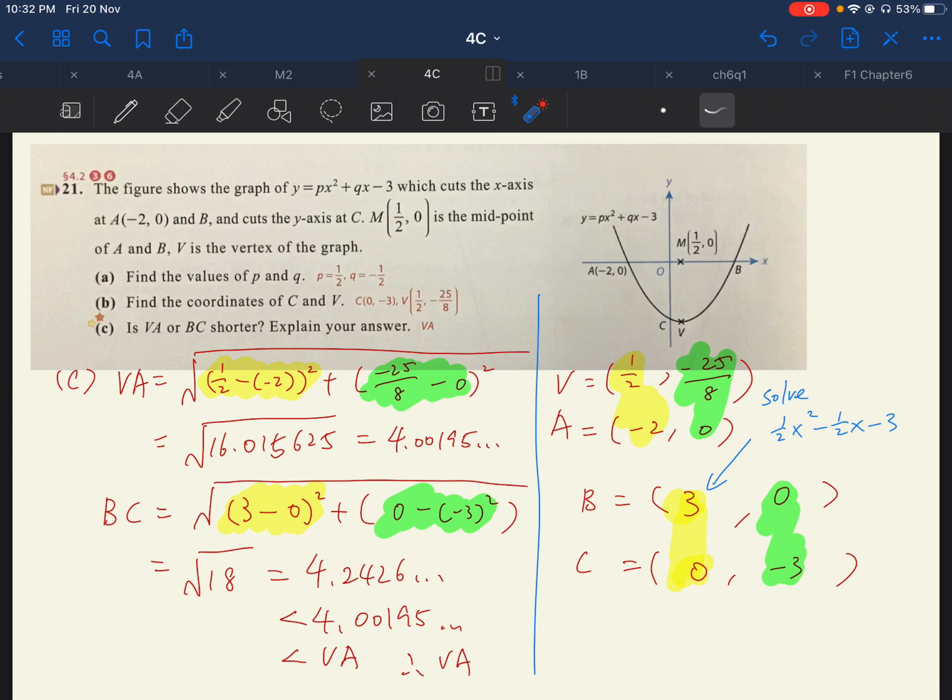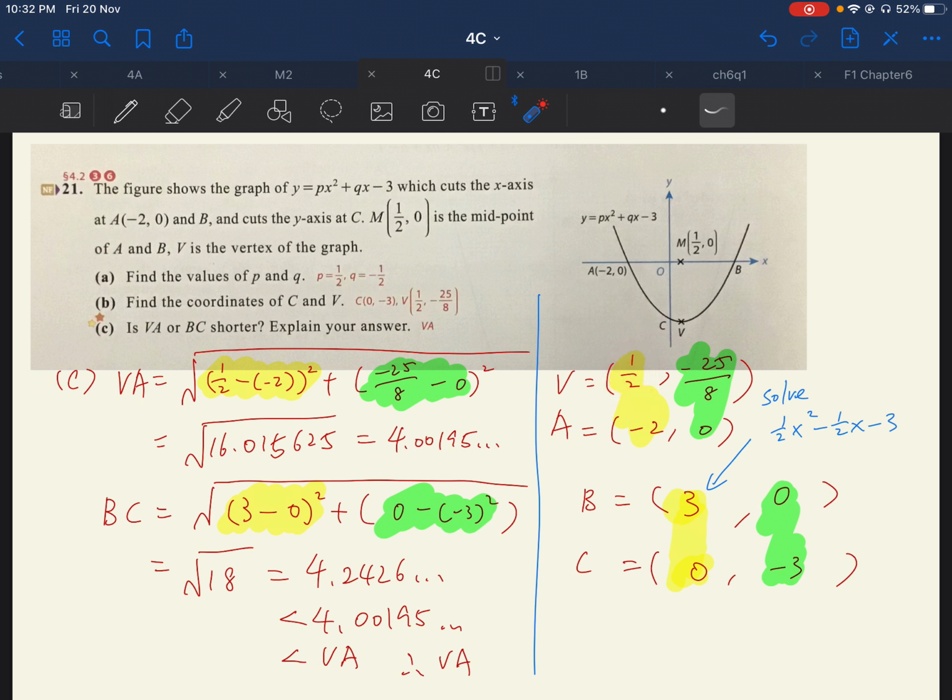For part C, is VA or BC shorter? So we need to calculate the distance. The trick is to line up the coordinates vertically. So square root and then something squared. What you put inside is the difference between the x-coordinates. So you just subtract them, the top one minus the bottom one. Of course, you can do it the other way. This is just easier.